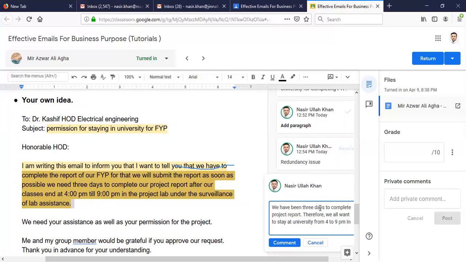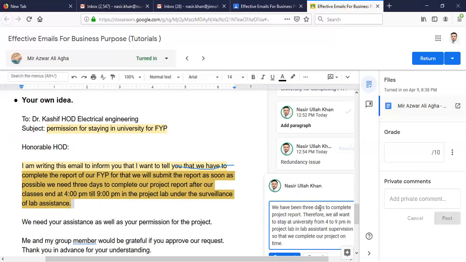In the project lab, in lab assistant supervision, so that we complete our project on time. So now this is something you can write, rather than these broken sentences.